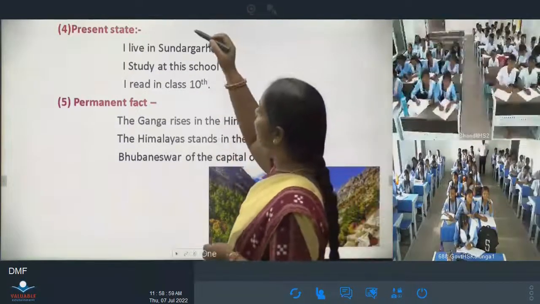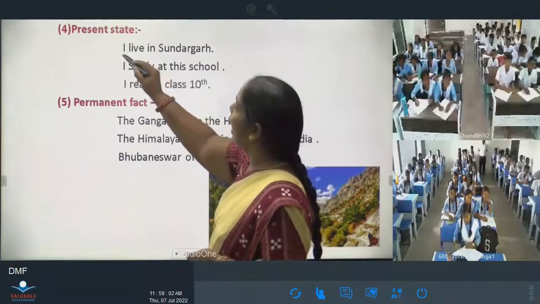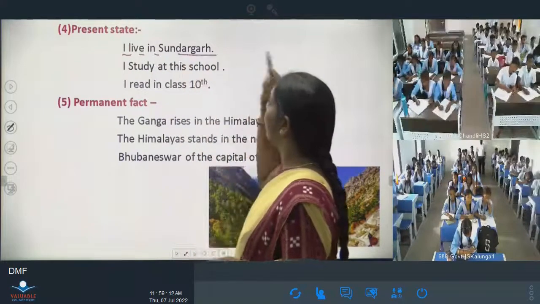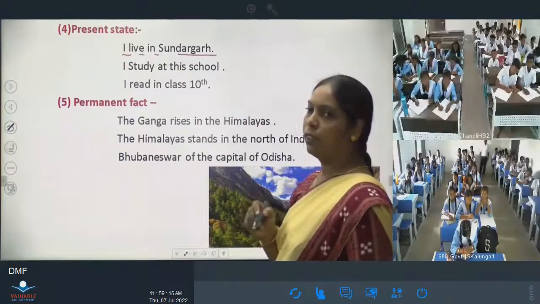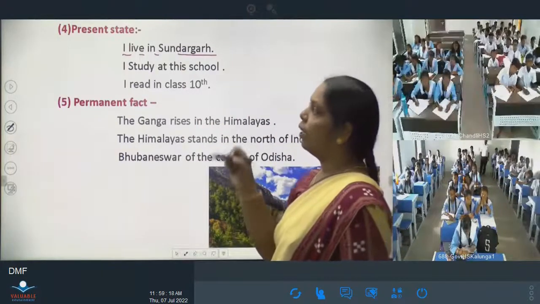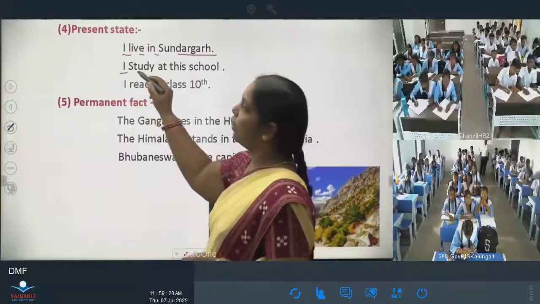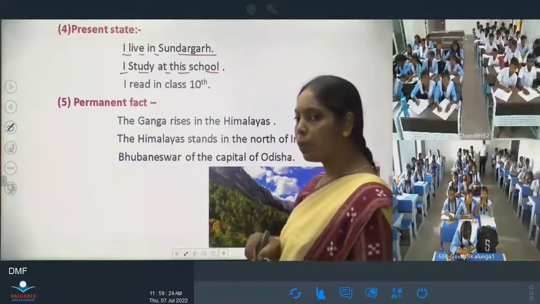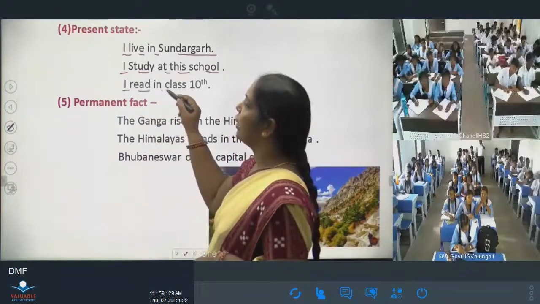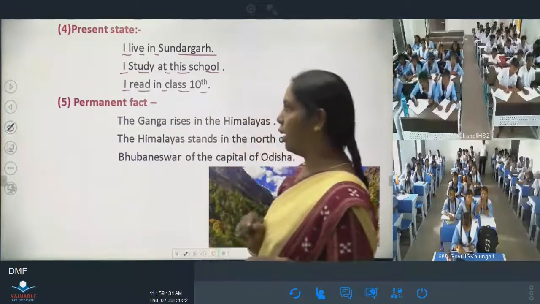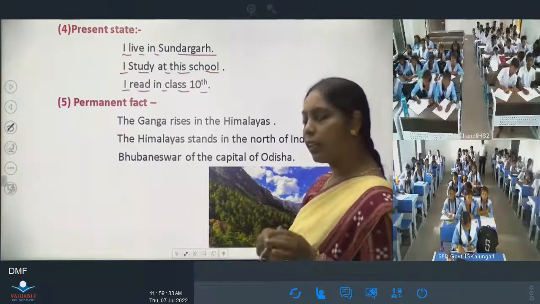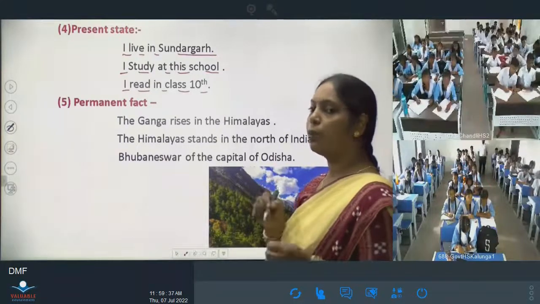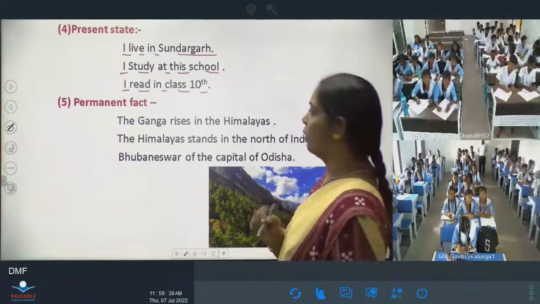Look here, there are some examples. I live in Sundargarh. This is my present state. I study at this school. You also study at this school. I read in class 10. You all are reading now in class 10. So you can say, I read in class 10. You can use the present simple tense there.